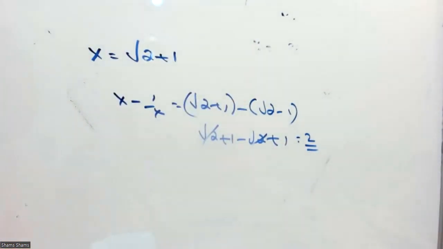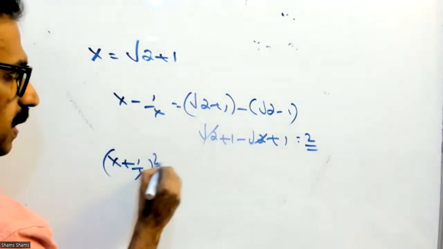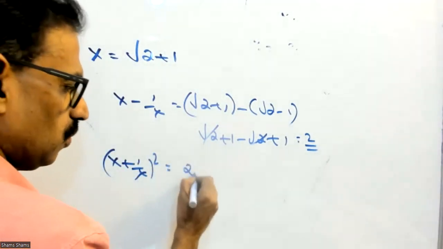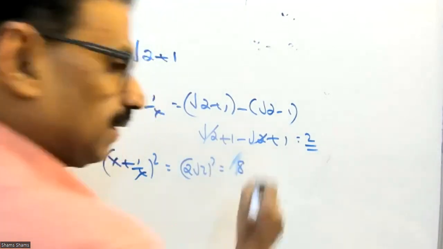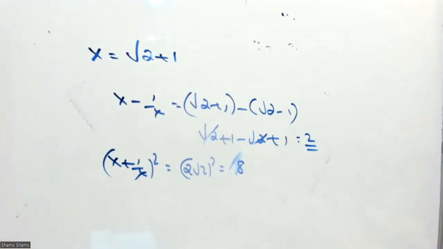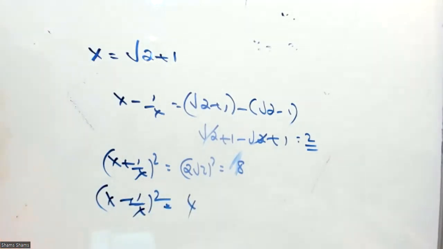Then next is what? X plus 1 by x whole square. That is 2 root 2 square. That means root 8 square, simply 8, right? Root 2 square is 8. Okay. Then x minus 1 by x whole square is 4, right? Okay. Are you getting this all, right? Okay. Now, next one.